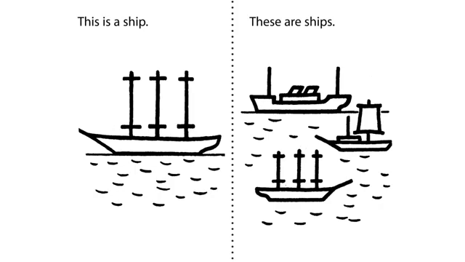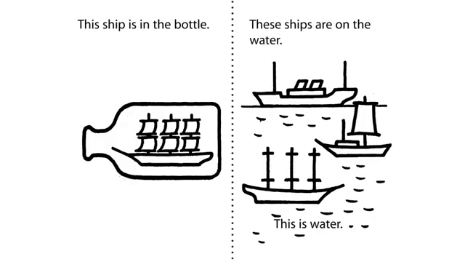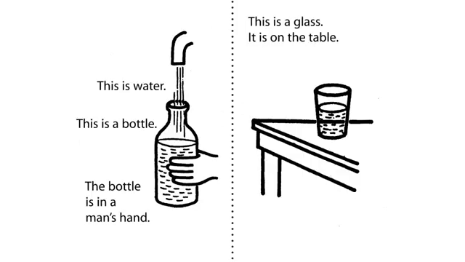This is a ship. These are ships. This ship is in the bottle. These ships are on the water. This is water. This is water. This is a bottle.